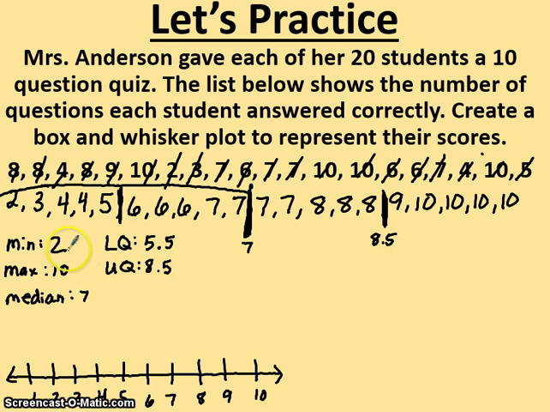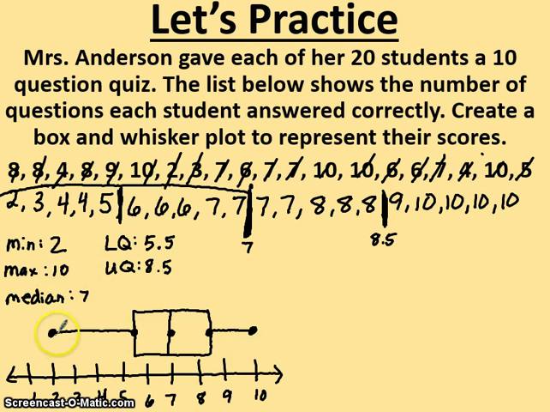Now to create our graph, we need a dot at each one of these markings. So 2 for the minimum, 10 for the maximum, 7 for the median. The lower quartile is 5.5, so between 5 and 6. And our upper quartile is between 8 and 9. Connect these two to make a whisker, the whiskers. Make these two into a box and create the center line of the box to represent the median.